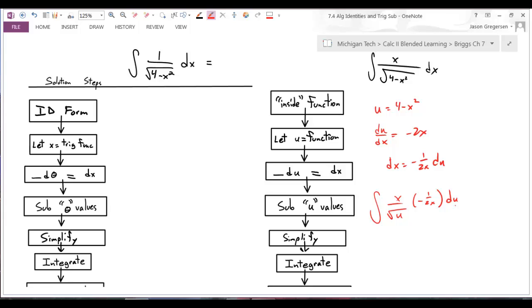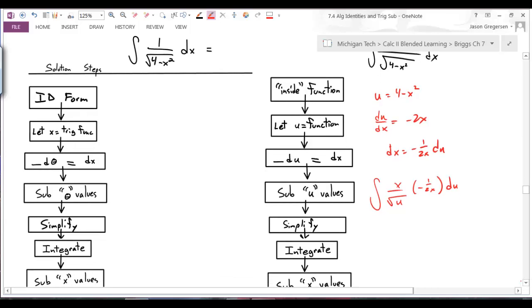This is a little different. We're not grabbing some big ugly chunk and getting rid of it. Rather, we're changing what x is. We're changing what x is so that this thing will simplify by itself. It's a little bit different kind of substitution. So we have similar but different steps.